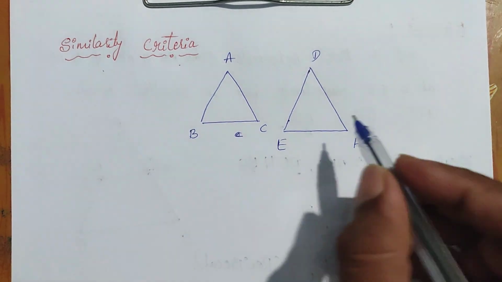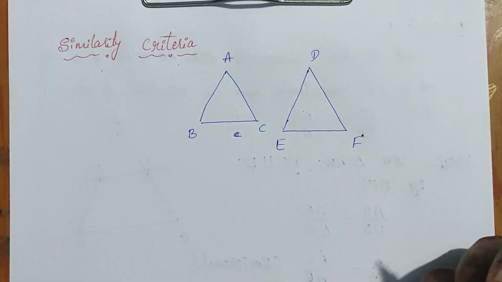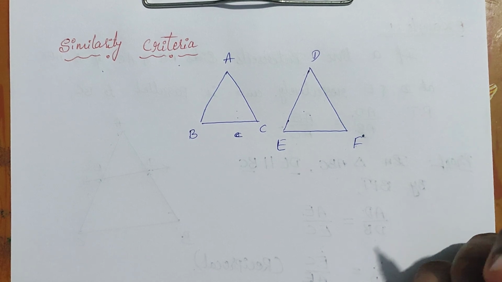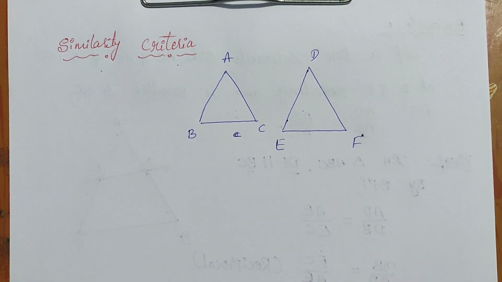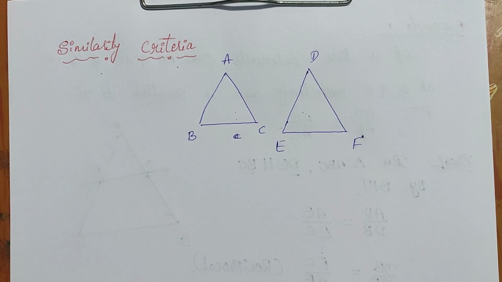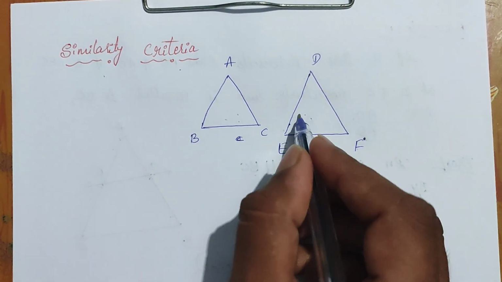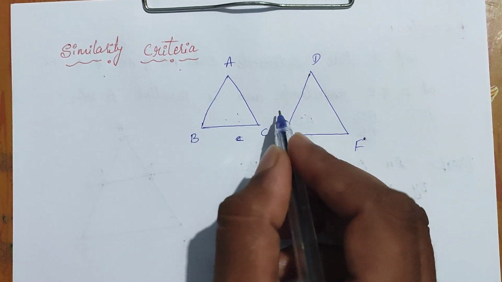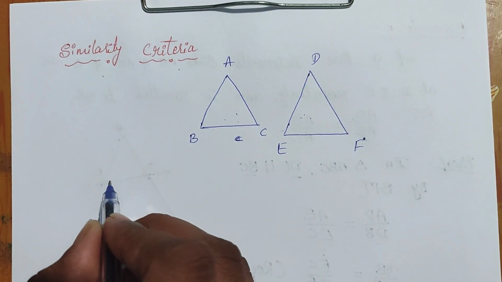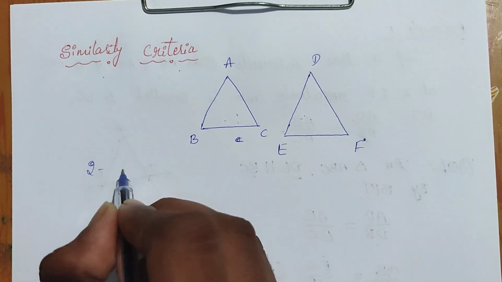Now, if these two triangles are said to be similar, you studied about congruency in the 9th standard, and we will discuss about similarity in this class. That is, if these two triangles are said to be similar, they should satisfy two conditions.